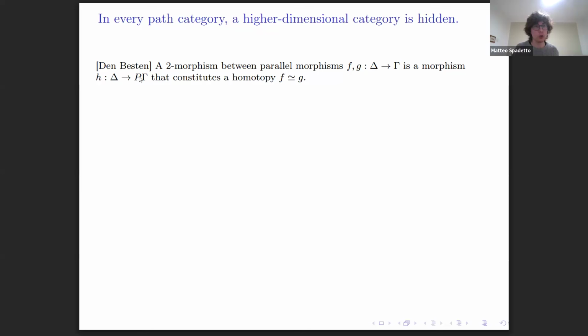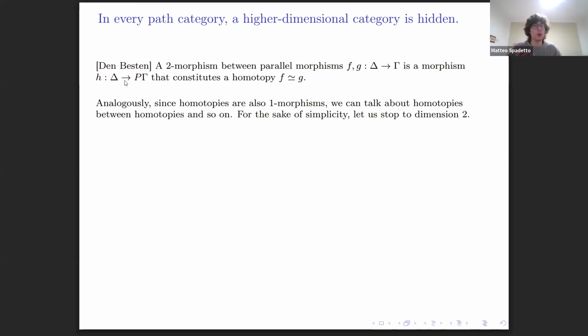Homotopies, as I said before, can also be seen as sections of appropriate path objects. They can be, let's say they are defined in some way, and we use them as our notion of two-cell between parallel morphisms. Now, since these homotopies are themselves one-cells, because you can see them as sections of path objects, you can go on. So you can also consider homotopies between parallel homotopies.